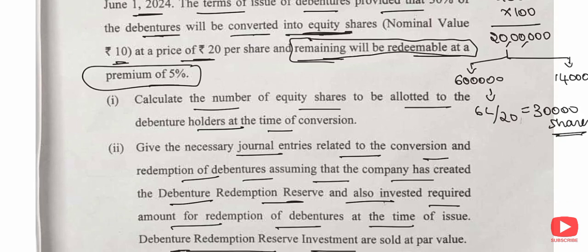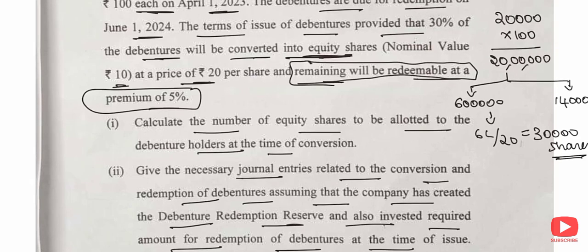So what will you pass? For this you'll pass the entry: bank account debited to DRR investment. And at the end, after everything, you'll pass the entry: DRR account debited to general reserve. These are the two additional entries. Then what are you going to do? First, you'll pass the due entry for redemption. Then you'll pass the conversion entry.